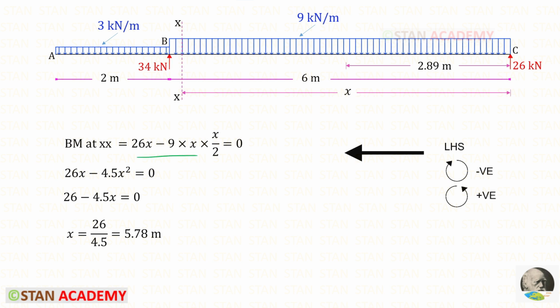We know that about this section the moment is 0, so we can equate this equation to 0. From these two we can take one x outside. 0 upon x, it will be 0. For x we will get 5.78 meter. If you wanted to find the distance from A, we know that the total distance is 6 plus 2, so it will be 8. 8 minus 5.78, we will get 2.22 meter.